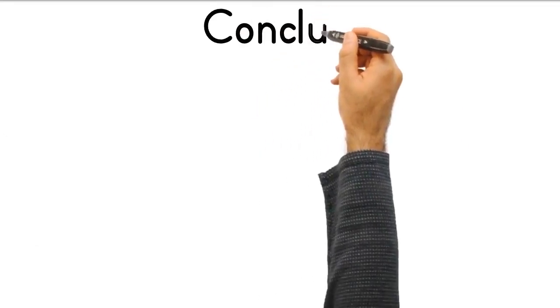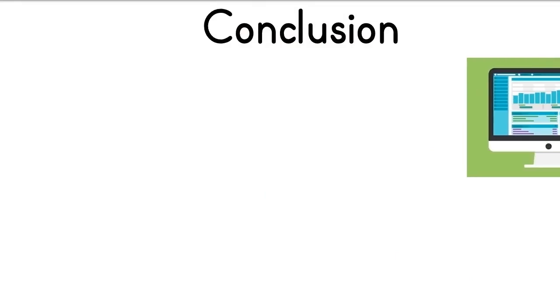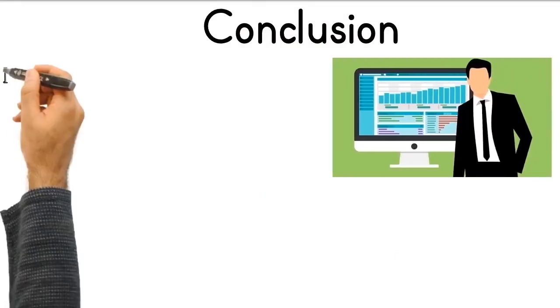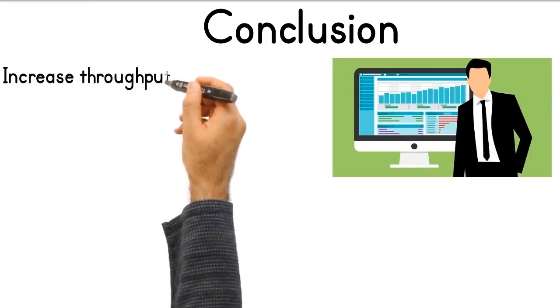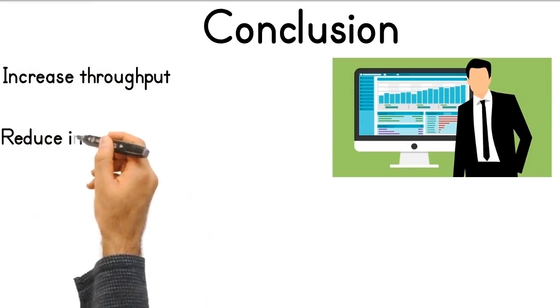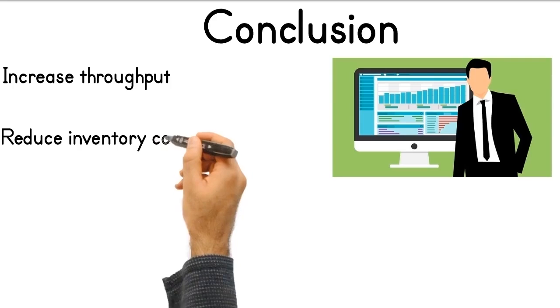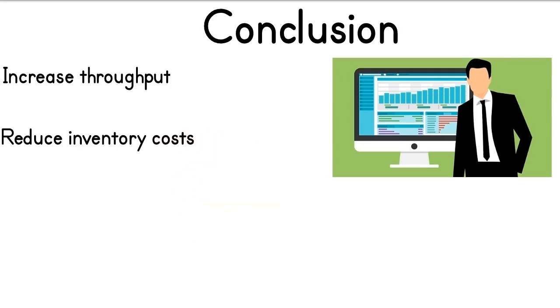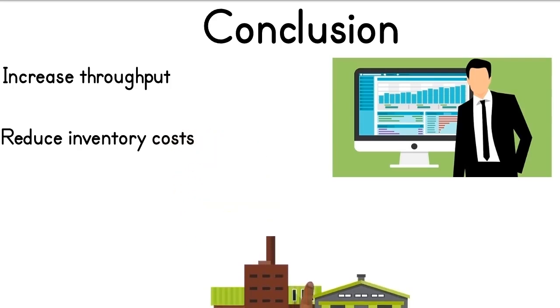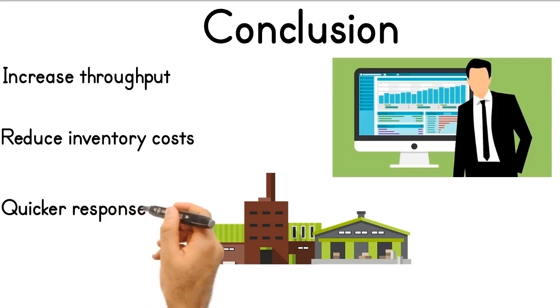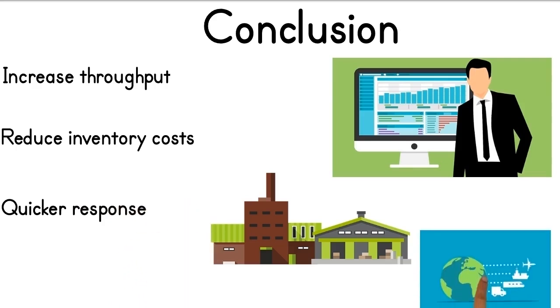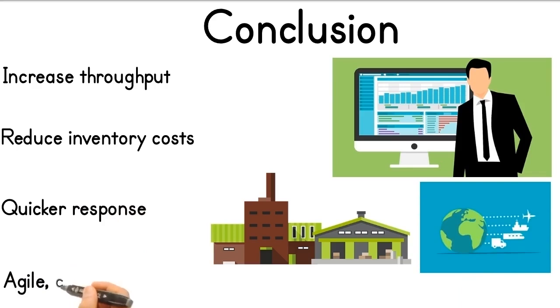In conclusion, work-in-process lead time reduction is an essential strategy in improving operational efficiency and responsiveness in manufacturing and service industries. By reducing the time products or components spend in production, businesses can increase throughput, reduce inventory costs, and respond more quickly to customer needs. Through careful planning, process optimization, and continuous improvement efforts, organizations can create a more agile, cost-effective production system that benefits both the business and its customers.